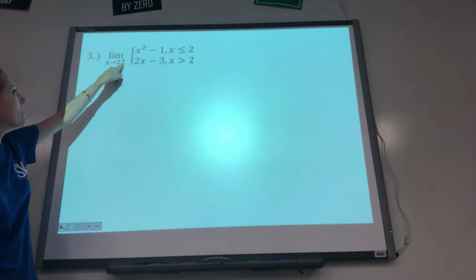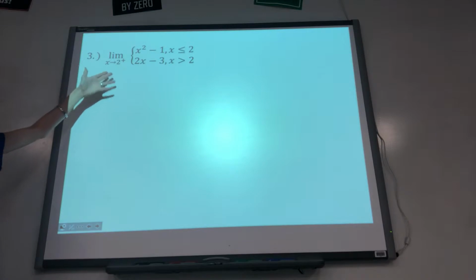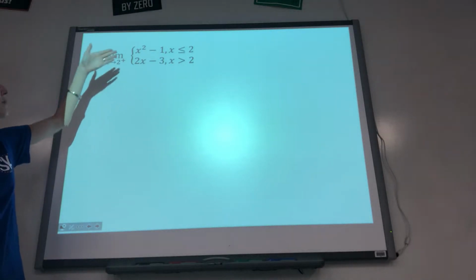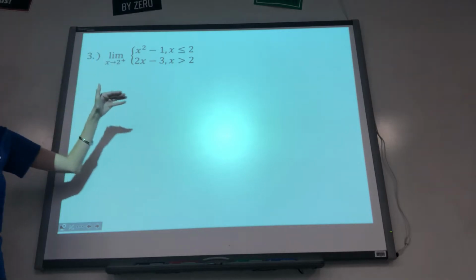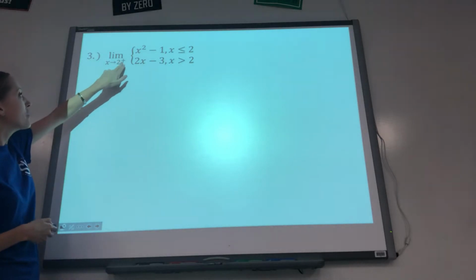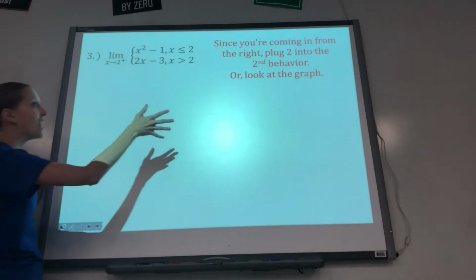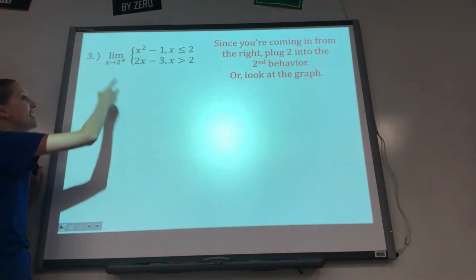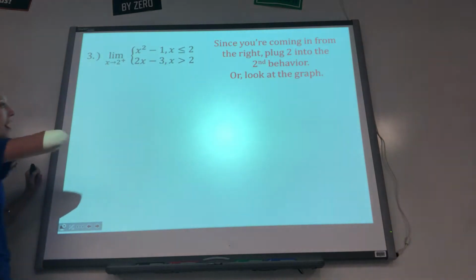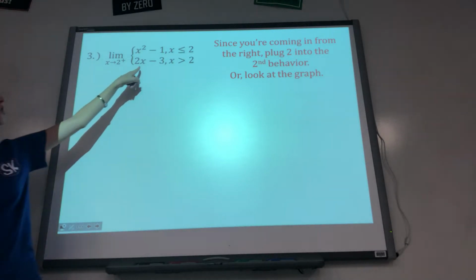If you are coming in from the right, remember, first thing we always try in a limit problem is direct substitution. But with this piecewise function, there's 2 different things you could plug it into, and you can't do both of them in this case. If you're coming in from the right, I know that's a little wordy there, but you might enjoy writing that down. It would be helpful later on. Since you're coming in from the right, you can just plug 2 into the second behavior. If you're coming in from the right, you can use the second behavior.